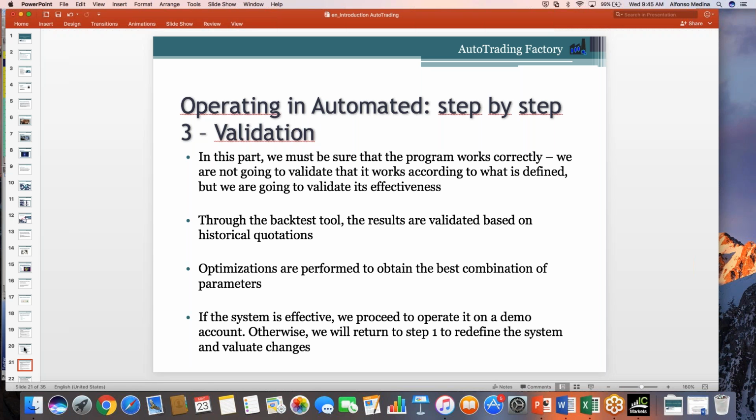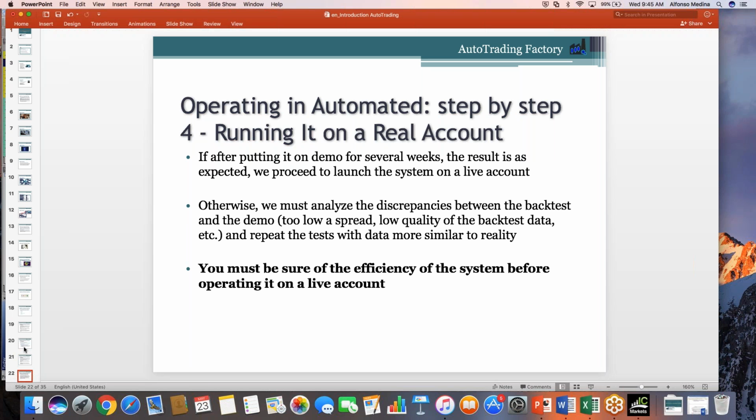And then if the system is effective, we proceed to operate it on a demo account. Many people just leave it running there for a few weeks and then see if the results are as expected. Otherwise, you would have to return to step 1 in order to redefine the system and evaluate changes. So after trying it on a demo account and seeing if it works as expected, you would have to run it in a real account.